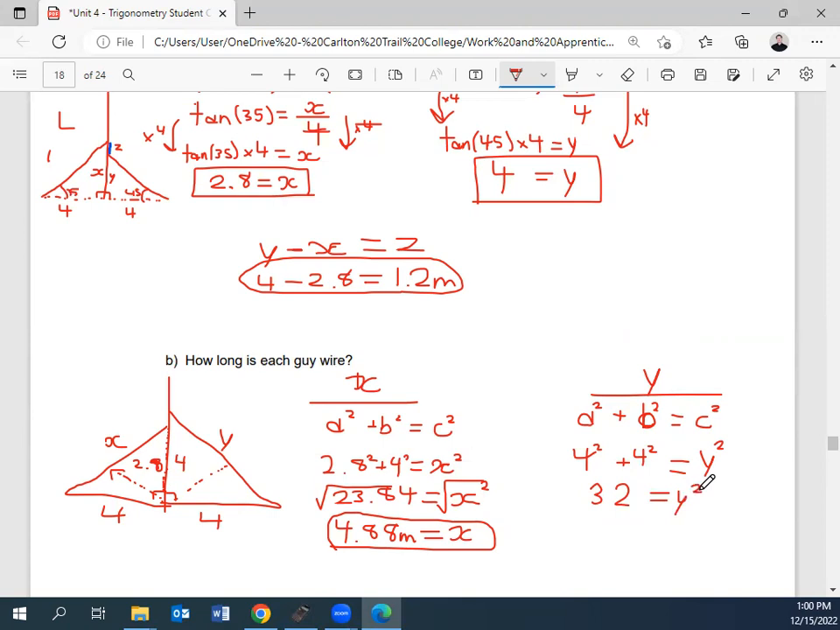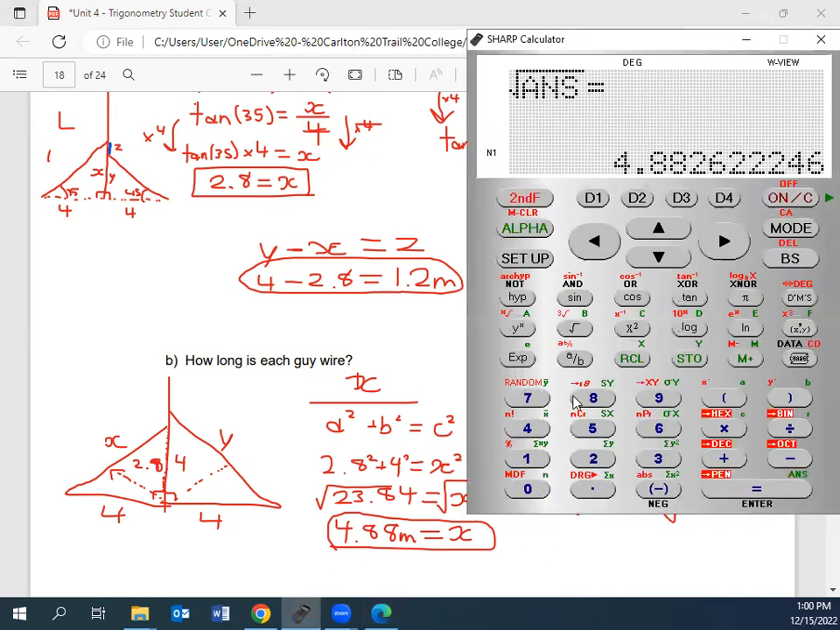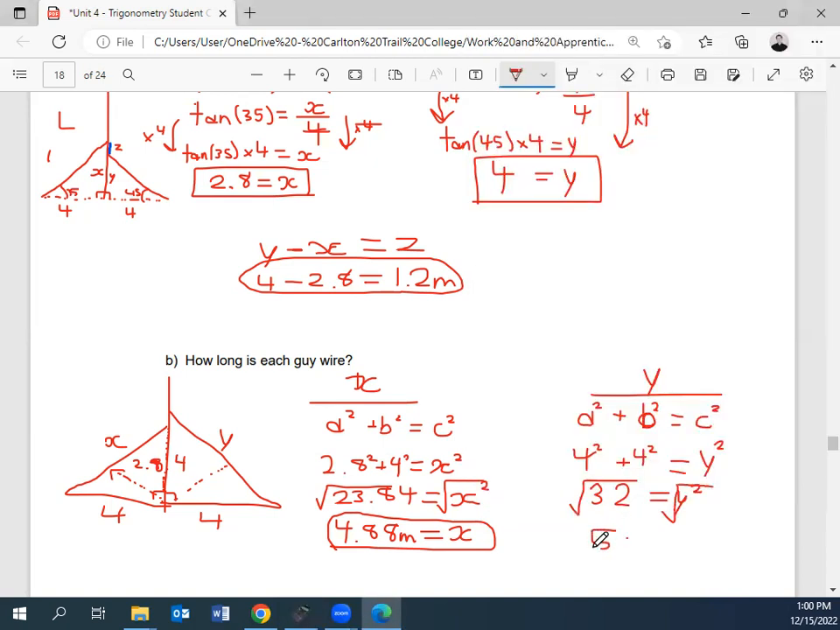And my next step, Austin? What's my next step here? I need to get rid of this little 2 here, right? I need to get rid of the squared. What's the opposite? Square root, you bet. So take the square root of both sides. So square root of 32. Yeah, 5.66. 5.66 meters.